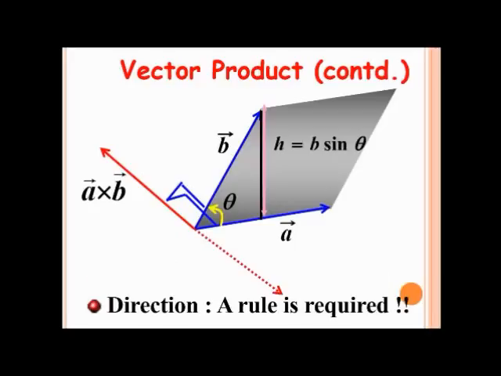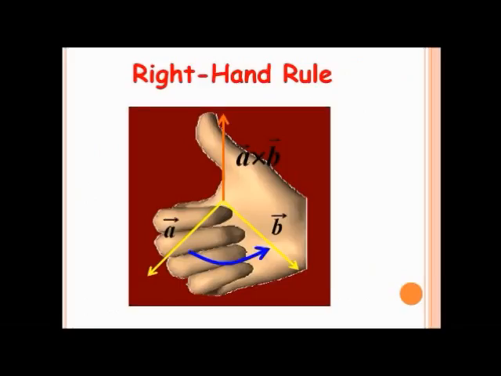Now suppose I extend it, then a rule is required to get this direction. What will be the direction of the multiplication of two vectors? Whenever you consider a cross product, what will the direction be? Either this side or this side, that means two sides, one on the solid line and one on the dotted line. Anyone can be the resultant. So a rule is required, and that is known as the right hand thumb rule.